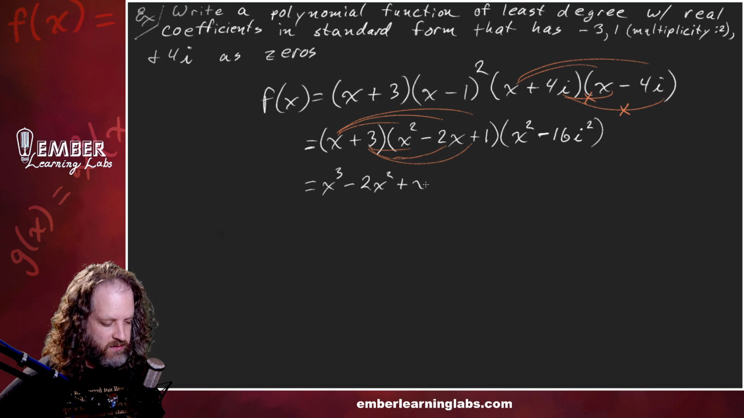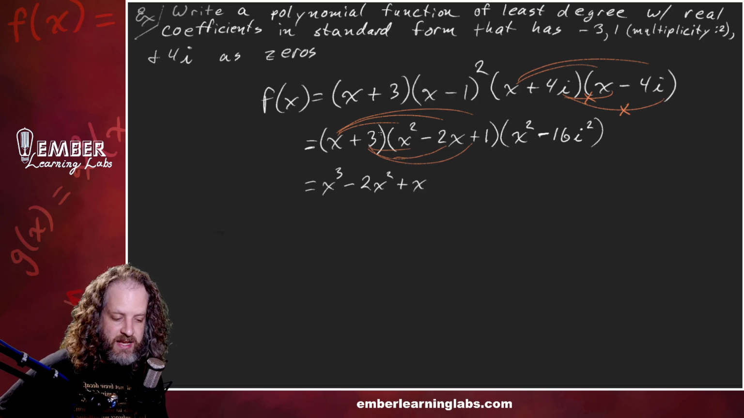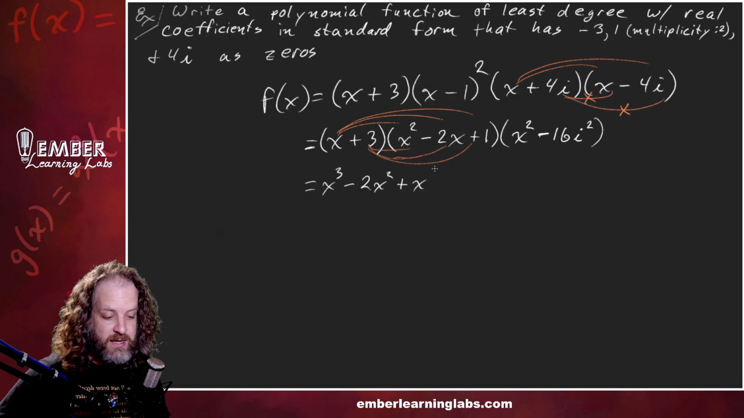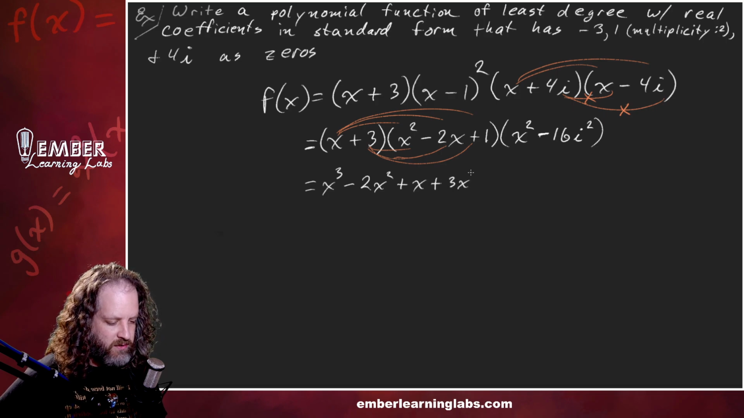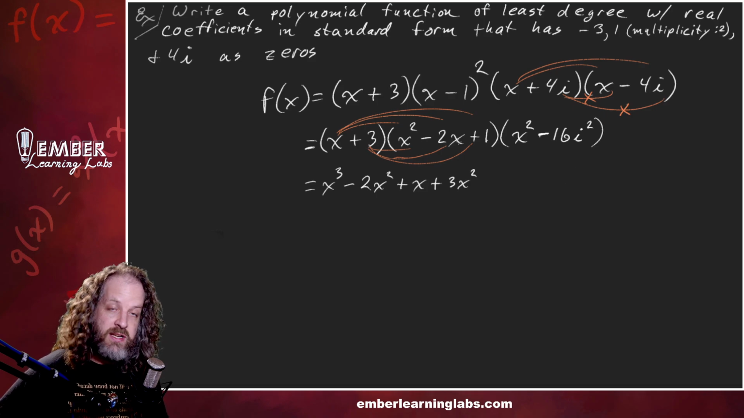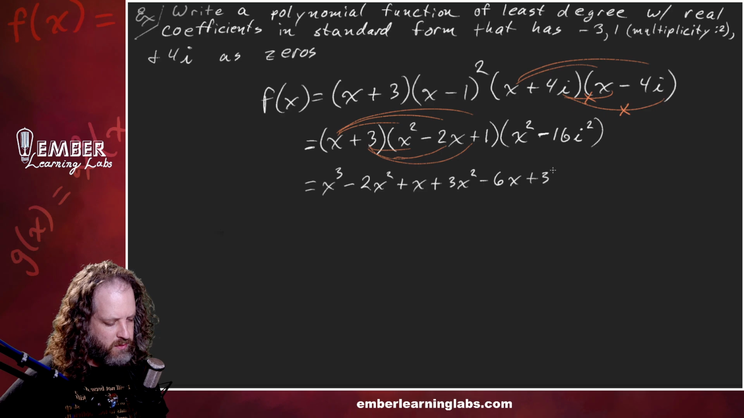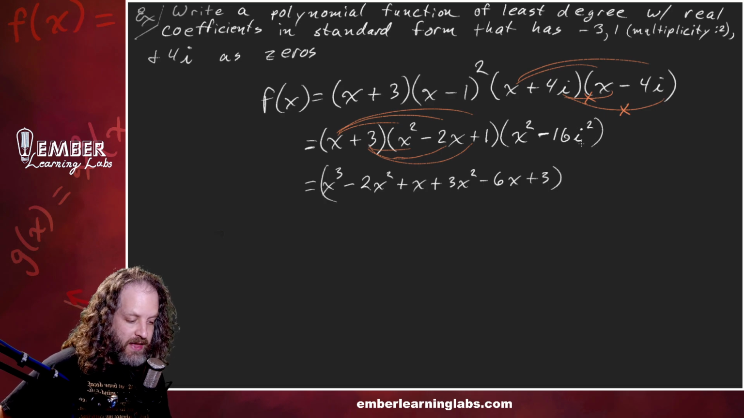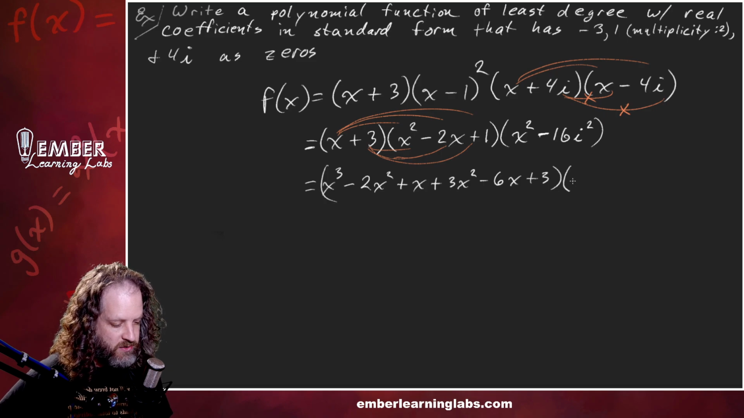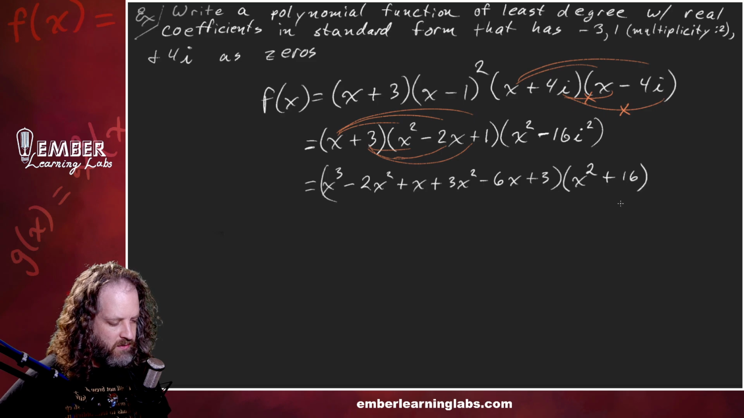So plus x. And then this next set is 3 times x squared. These ones are going to be pretty easy, right? So plus 3x squared, and then 3 times negative 2x is negative 6x. 3 times 1 is just a 3, plus 3. And this is all still times this, but I'm going to go ahead and simplify that out because i squared equals negative 1. So this simplifies out to x squared plus 16, right?